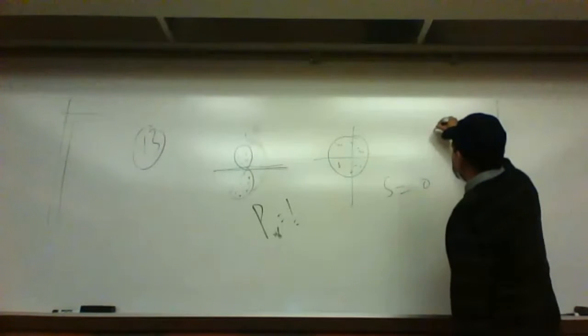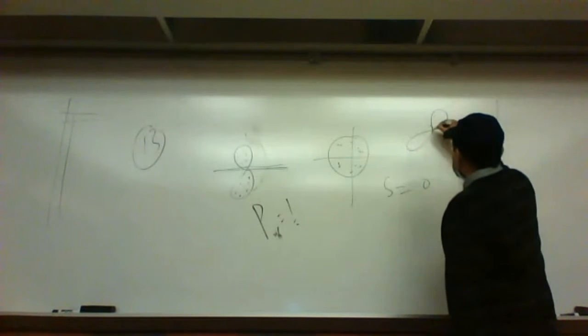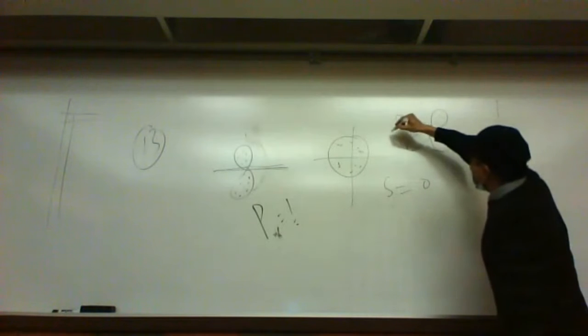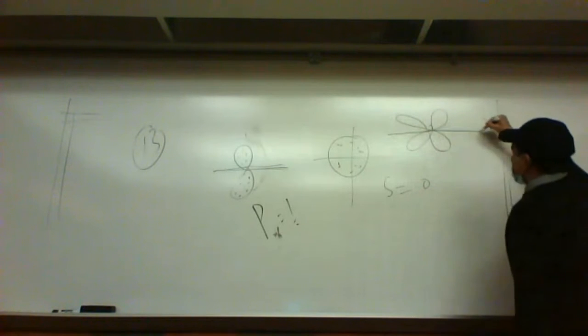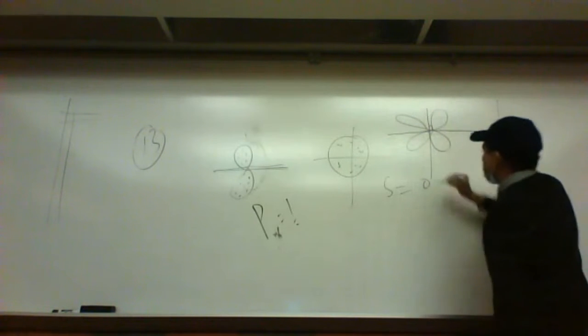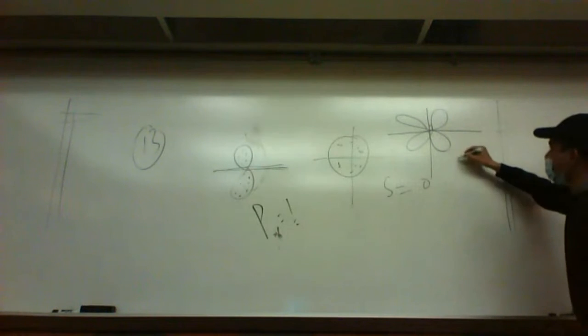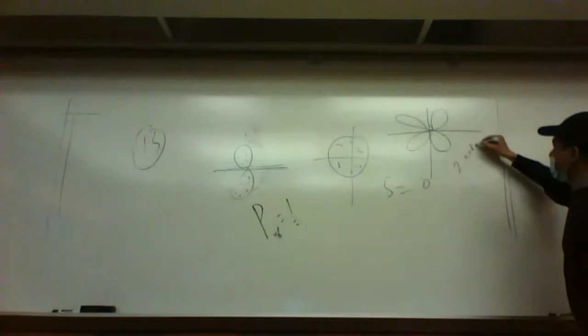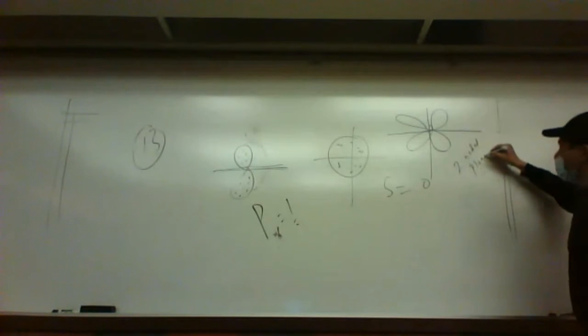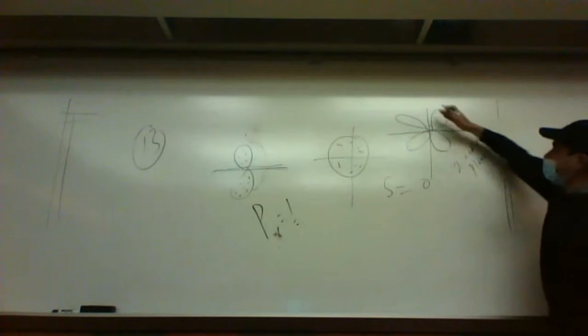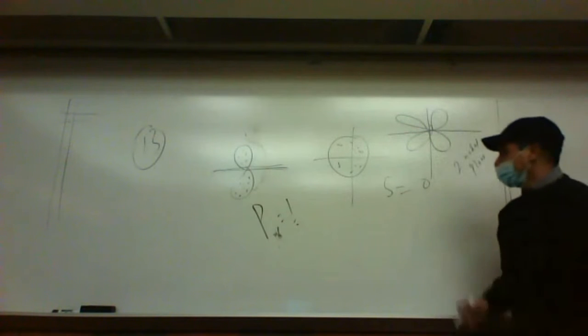For d orbital, let's say d orbital looks like this. You can't find the electron along this plane here, and you can't find the electron along this plane here. So d orbital has two nodal planes. The planes where you can't find the electron are called nodal planes.